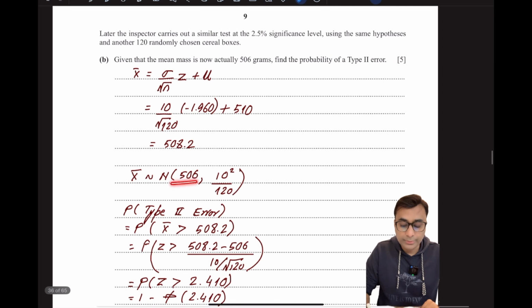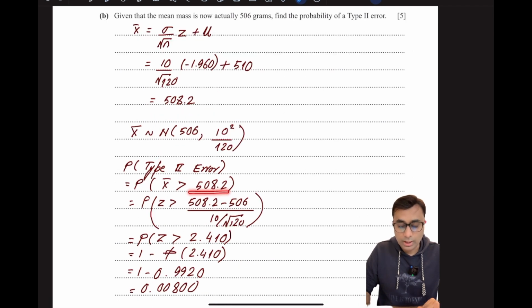With the new mean being provided, the probability of type 2 error would be the probability of greater than 508.2. I will calculate the probability of X bar to be greater than 508.2 and I will convert into a Z variable, and then I look at the Z table and I'll get my answer of the probability calculations.